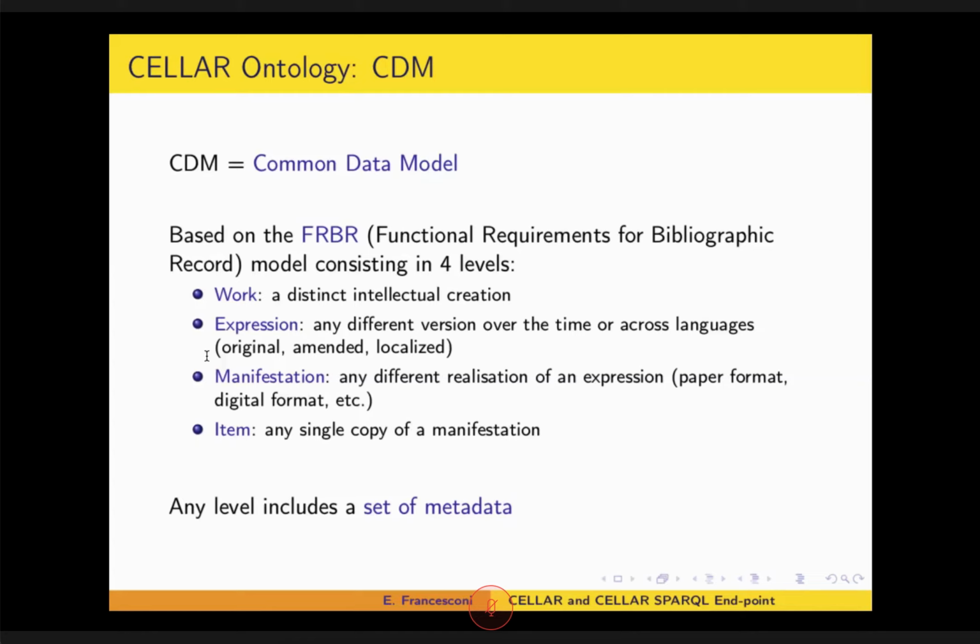Then we have the manifestation level, which represents any different realization of an expression. For example, the paper format, because you can also represent physical objects, or a digital format like PDF, XML, XHTML, and so on. And finally, you have the level of the item, which is a class containing the URIs of all the single copies of a manifestation. Any level, apart from the item, includes a set of metadata representing the bibliographic description of a bibliographic resource.